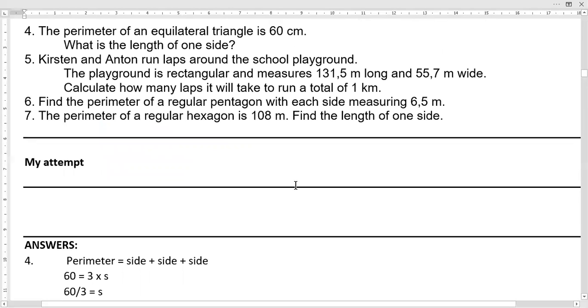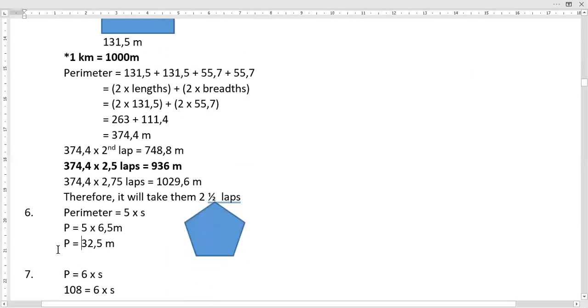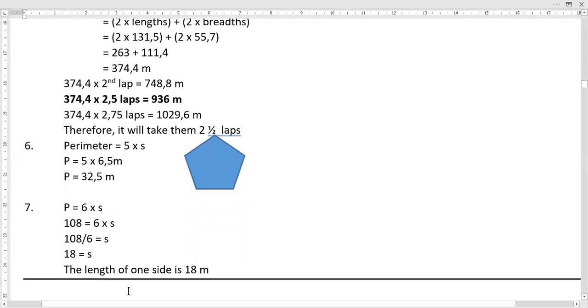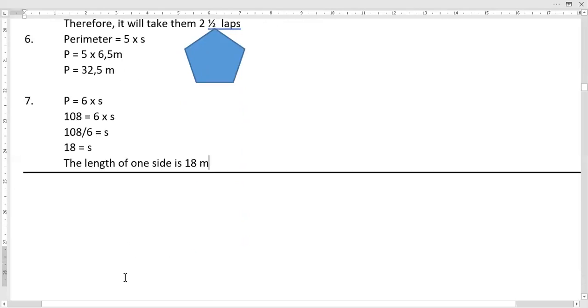The perimeter of a regular hexagon is 108 meters. Find the length of one side. Okay, so that is the same as number 4. So they've given you the perimeter. They told you that it's a hexagon. So you're going to literally do the same thing as you did in number 4. And there is your answer.